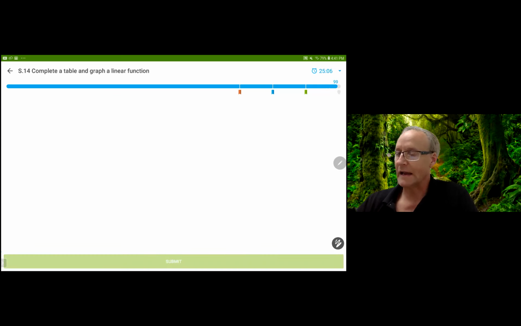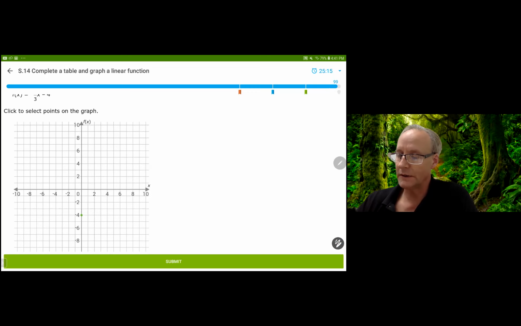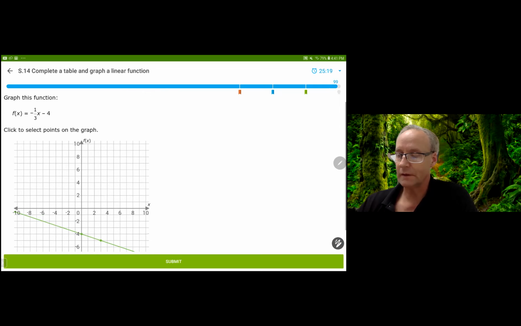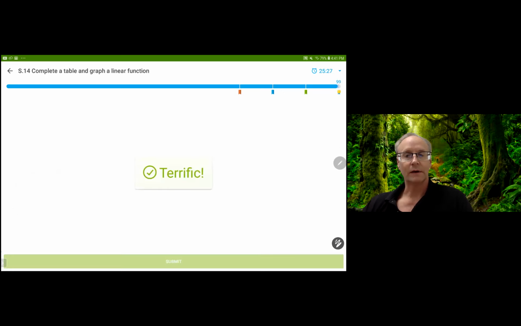And it looks like we're on our last one. This one is going to go through 0, negative 4. And we're going to have a slope of negative 1/3. That is down 1 and over 3. That is a negative 1/3 slope. We could have counted up 1 and back 3. It would have worked out. Anyway, there it is. And we're all done.